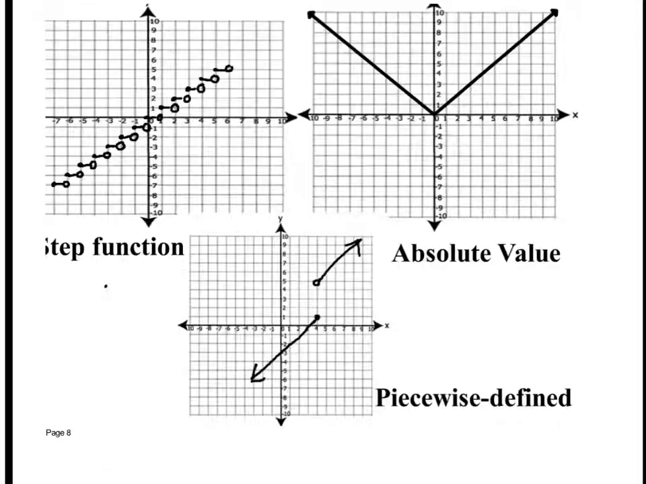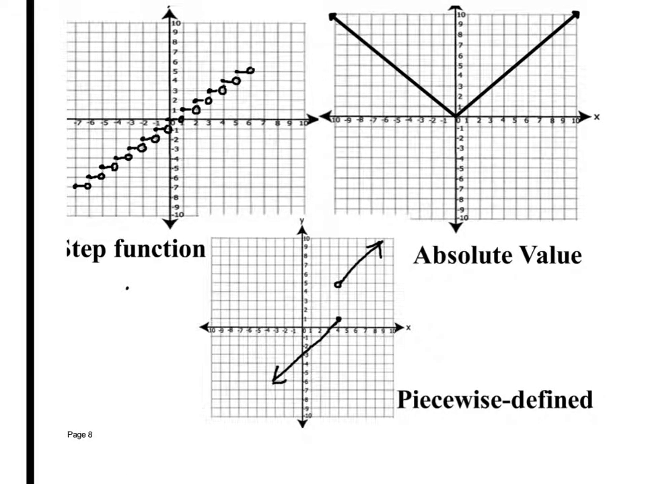I put this up here just so you can see what each graph looks like. The parent function, you have a step function, which looks like this. The absolute value looks like a V. And the piecewise defined is 2 separate lines. They can be going in opposite directions like this, or like the last problem where they're both going down, but they stop at a certain point. That's what piecewise defined means. These are just examples of them.